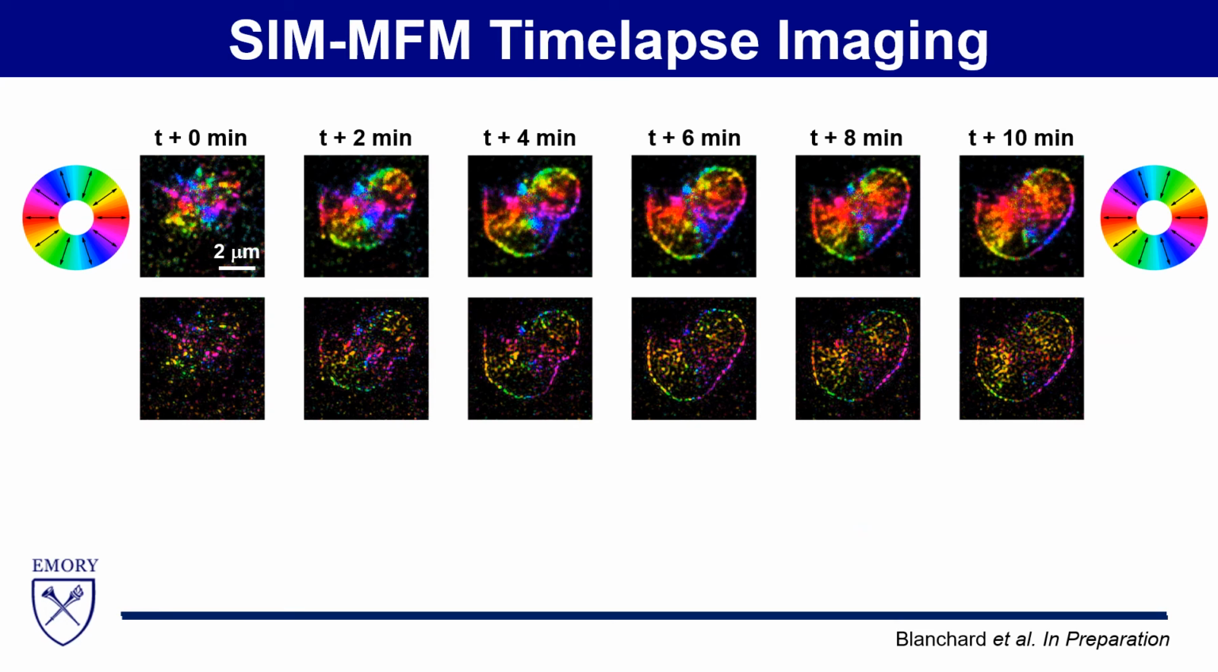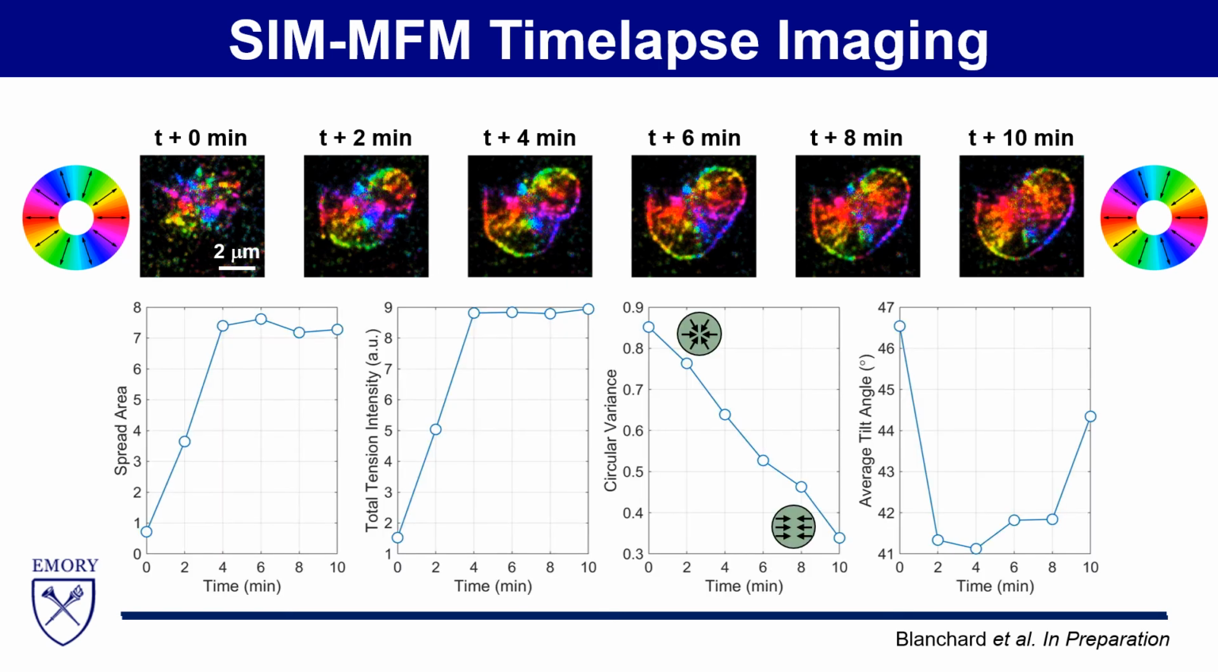So I'm about to wrap things up, but I just want to end by giving you a brief example of how MFM can be applied to accessing otherwise hidden information. SIM-MFM is a really versatile technique that can be implemented without substantial photobleaching, so it was easy for us to run a time-lapse of a platelet spreading on a surface. We then quantified a few different features of the platelet over time. We can see that the spread area and total molecular tension intensity both plateau within 4 minutes, meaning that the platelet has essentially finished spreading.